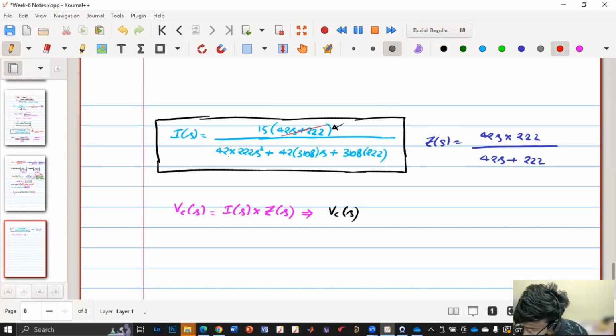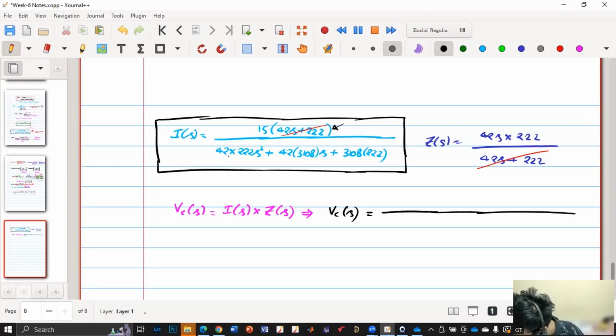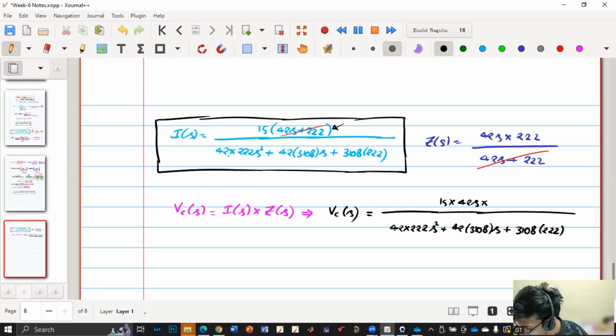So now if we do that, we'll be getting VC of S is what? So this 42S will get cancelled. Numerator again we'll have this term 15 into 42 into triple two. So VC of S is nothing but first we'll write denominator 42 into triple two S square plus 42 into 3108 into S plus 3108 into triple two. And in the numerator, we have 15 into 42S into triple two.